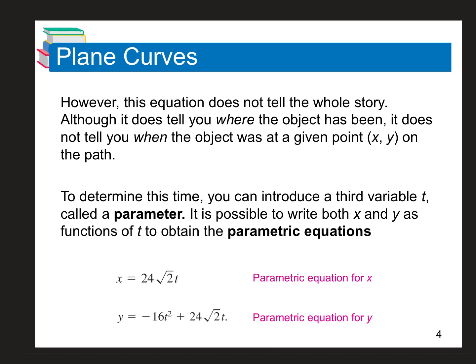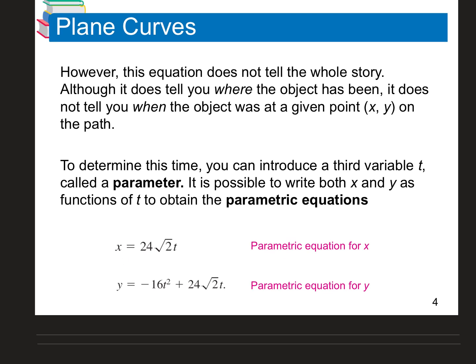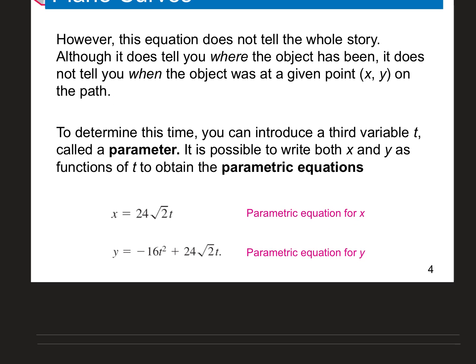All right. When you have these parabolic equations and stuff like that, it tells you where an object has been. But it does not tell you when the object was at a given path. You can't just like put your finger on a curve and say, oh, this is exactly the point in time that this was. It just gives you like an overarching value. Again, that doesn't mean anything to you guys. I understand that. But to determine this time, this is our third variable, right?